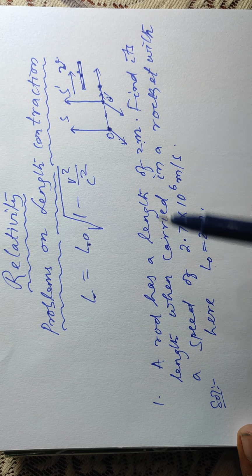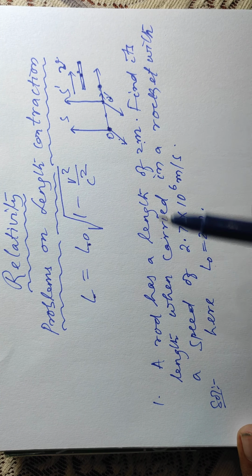So this is the length of the rod in the rocket when the rocket is moving with a velocity of 2.7 into 10 to the 8 meter per second. So the length is contracted. The actual length was 2 meter and while moving in the rocket the length appears to be contracted. It appears to be 0.872 meter. Okay, so let us see another problem.